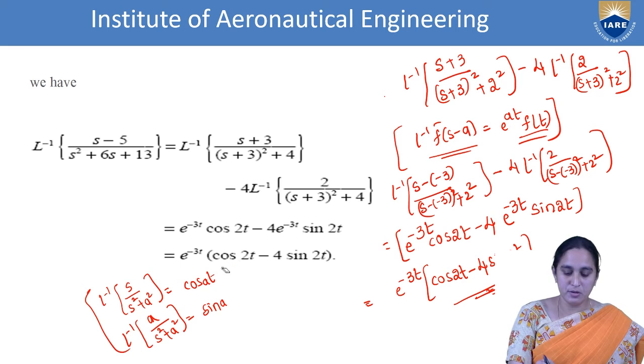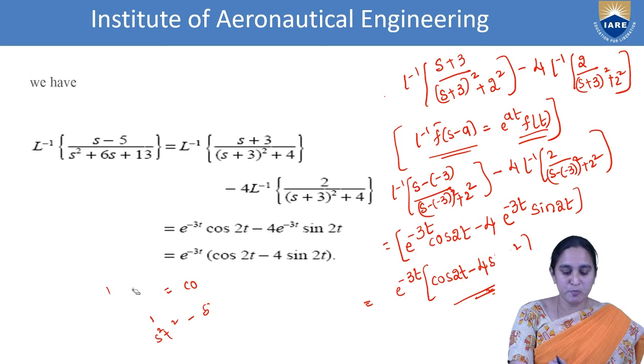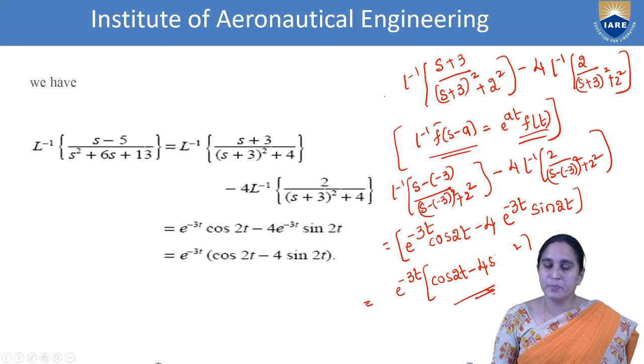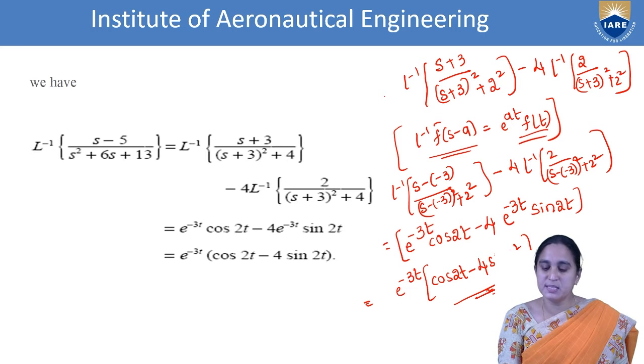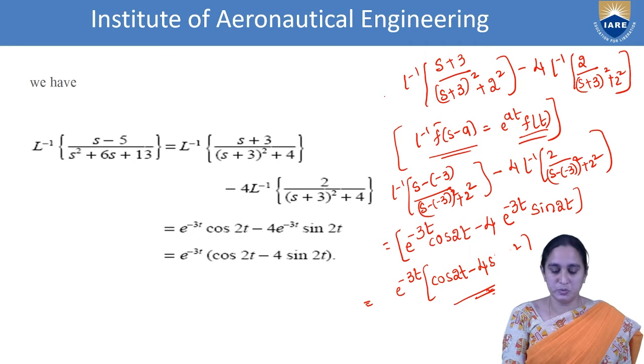Is it clear, all of you? Here we are using two properties. First, I am using the first shifting theorem property. After that, the Laplace inverse basic formulas. From the basic formulas only we got the answer, that is e power minus 3t into cos 2t minus 4 into sin 2t. That's the final answer.